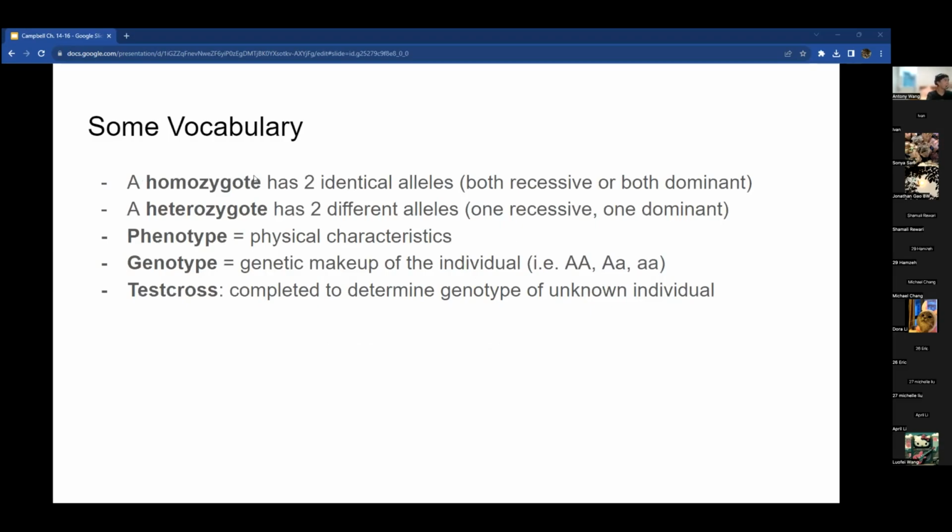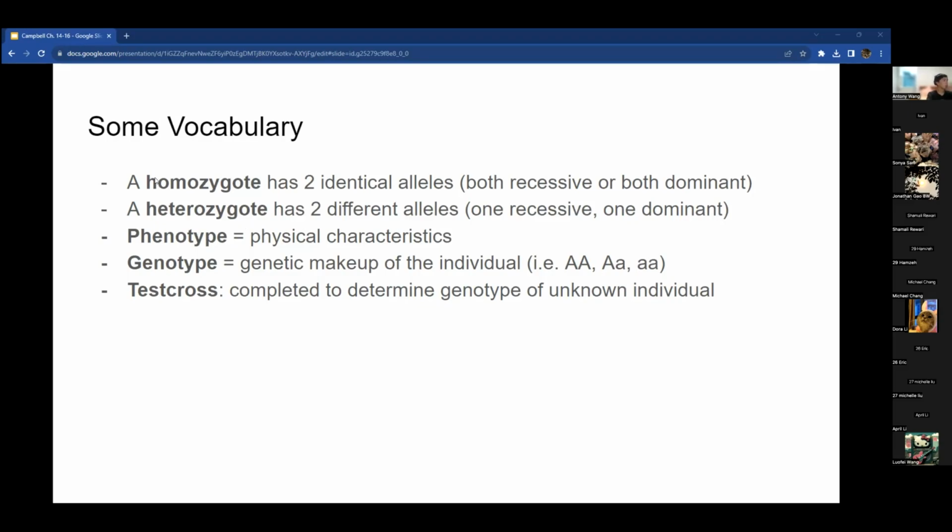A homozygote has two identical alleles, either two dominant or two recessive. A heterozygote is an organism that has two versions of alleles for a given trait, one recessive, one dominant. Phenotype, genotype, test cross. I'll give you guys like 15 seconds to read over this.